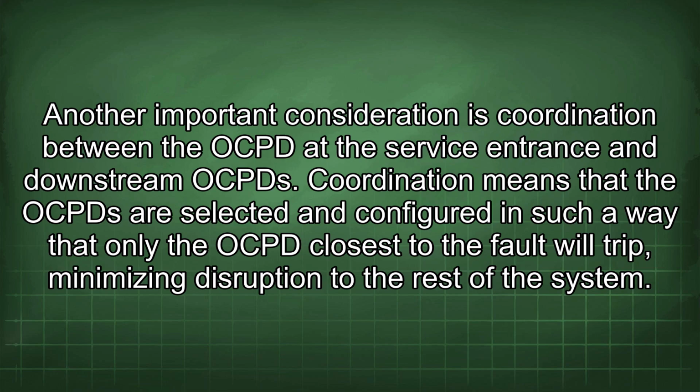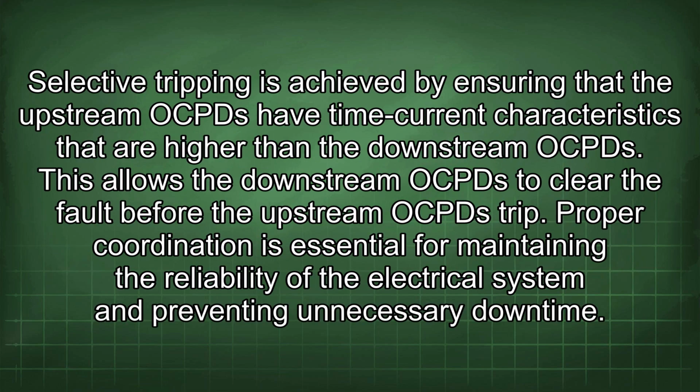Another important consideration is coordination between the OCPD at the service entrance and downstream OCPDs. Coordination means that the OCPDs are selected and configured in such a way that only the OCPD closest to the fault will trip, minimizing disruption to the rest of the system. Selective tripping is achieved by ensuring that the upstream OCPDs have time-current characteristics that are higher than the downstream OCPDs. This allows the downstream OCPDs to clear the fault before the upstream OCPDs trip. Proper coordination is essential for maintaining the reliability of the electrical system and preventing unnecessary downtime.